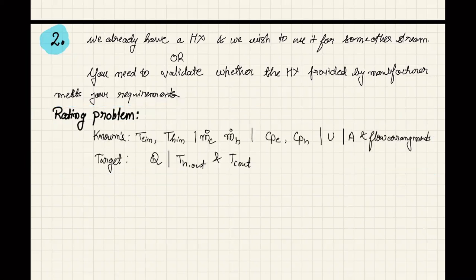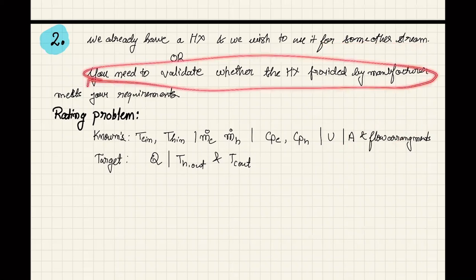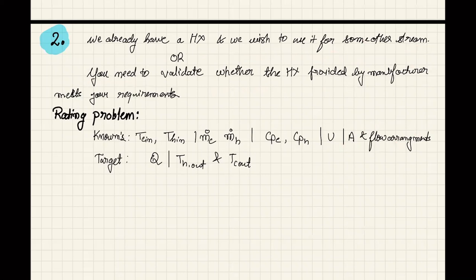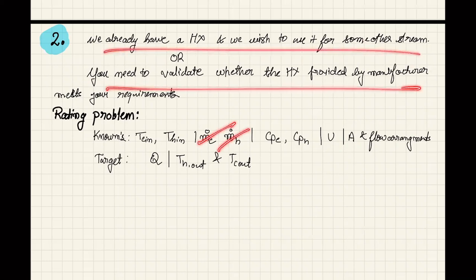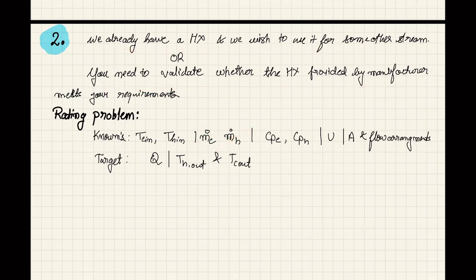Again, in this particular case, you will be knowing the area of the heat exchanger. You will be knowing the flow arrangements in the heat exchanger. Once you have decided on what kind of fluids you are going to use, or even in the case of validation, you know your fluids, the process fluid and service fluid, or the cold fluid and the hot fluid. So you know their Cp values, you know the flow rate values. And you must be knowing the TC in and TH in values, and your target is to find out what Q you will get and what TH out and TC out you will get.